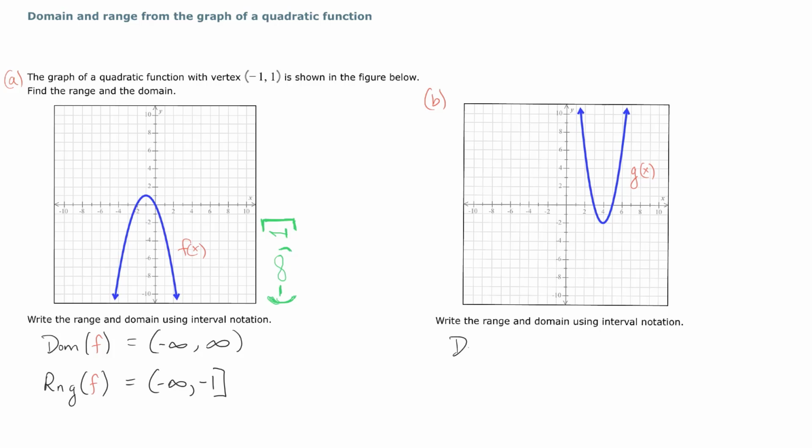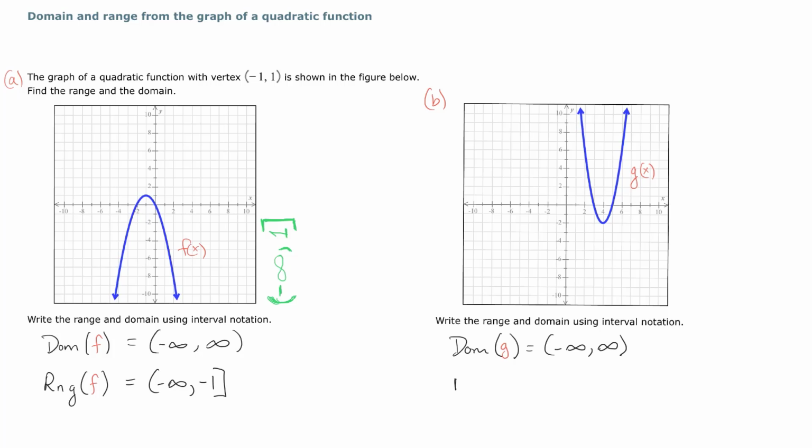The domain of a quadratic function is relatively simple. It will always be all real numbers, unless otherwise restricted. But this is not restricted. You can see that from the indication of these arrows. They're not restricted at all. Let's find the range.